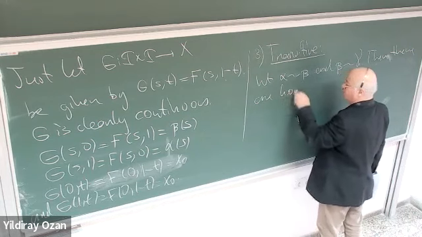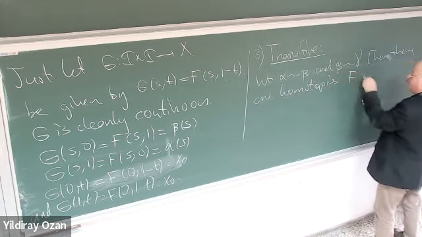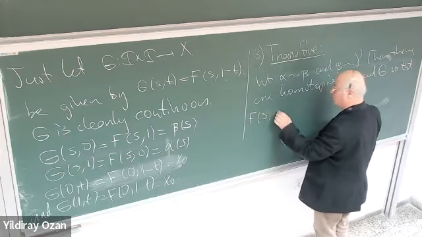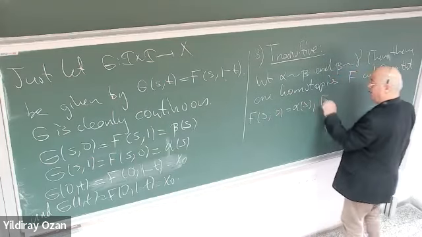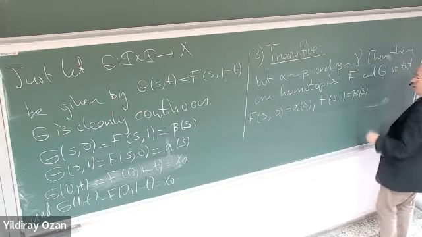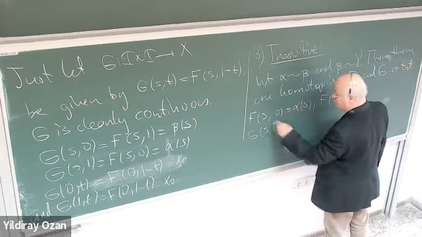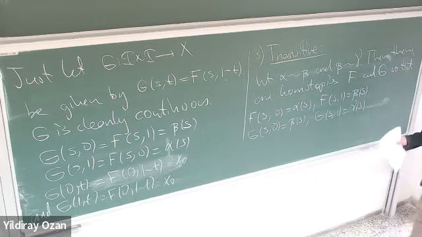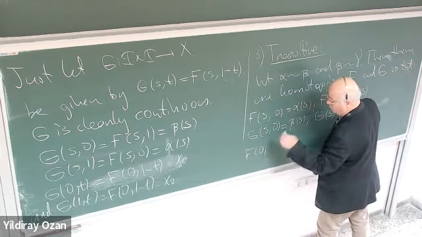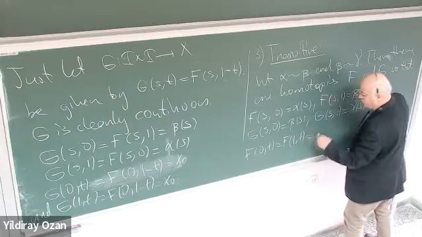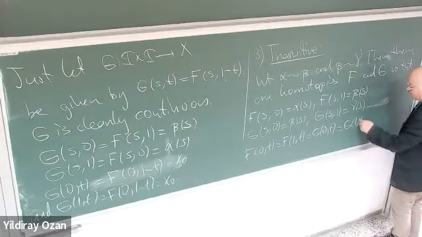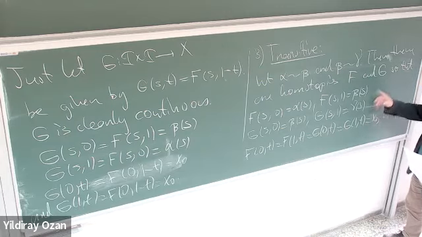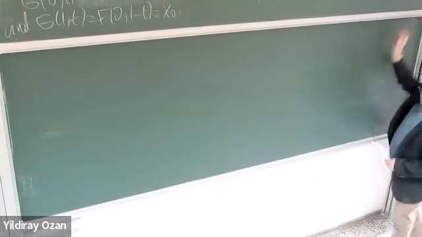F and G, so that F s 0 is alpha s, F s 1 is beta s, G s 0 is beta s, G s 1 is gamma s, and F 0 t, F 1 t, G 0 t, and G 1 t are all x0 for all t. Now we have to write down a homotopy joining alpha to gamma. The idea is very simple, actually.